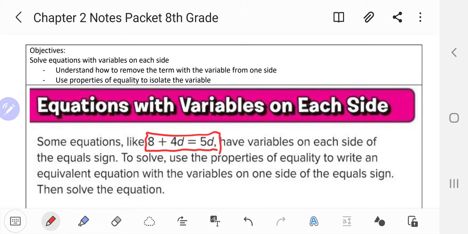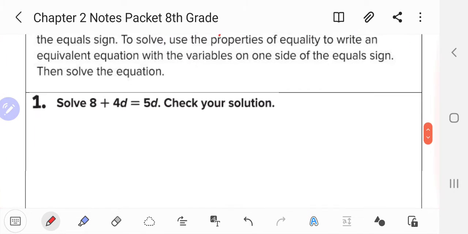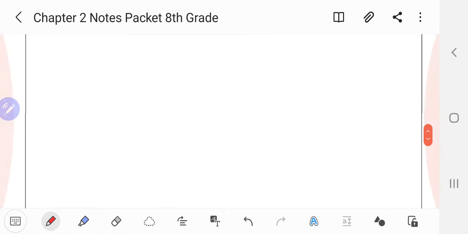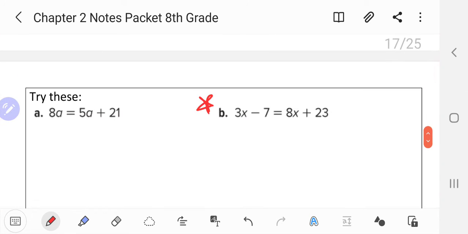You see there's a d on the left side of the equal sign and a d on the right side of the equal sign. Now, here's another example of what it's going to look like. Here are two more examples. You see over here that it looks a little different because it has numbers on both sides instead of just numbers on the one side. We call those constants, the terms without the variable.